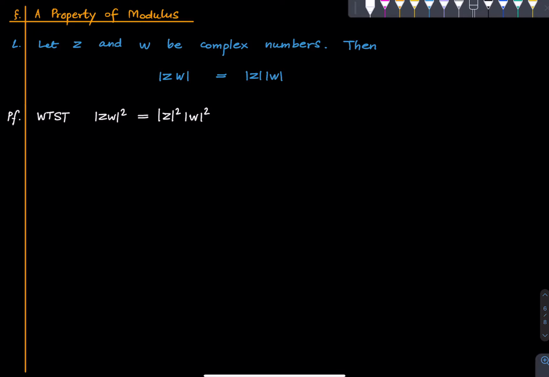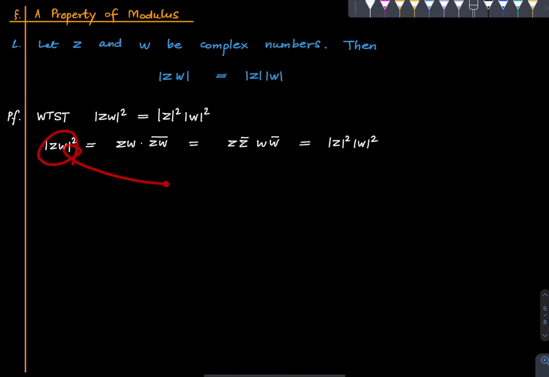So this is what we want to show. And now, what is this? This, as we just learned, is equal to the product of these two complex numbers, which is equal to that, and that is equal to mod z square mod w square. That's the proof over. It shows that this is equal to that, and we are done.